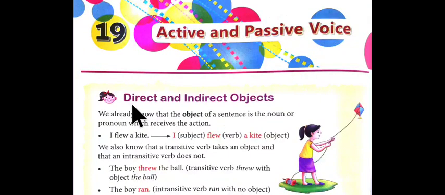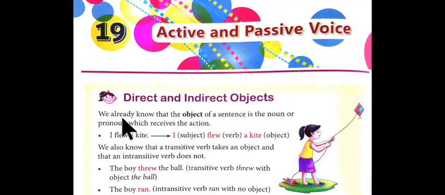Good morning, students. Now let's study the next chapter of your English language, that is active and passive voice. Before studying active and passive voice, a few concepts should be clear to you, like what is direct and indirect object. Okay, so let's study.